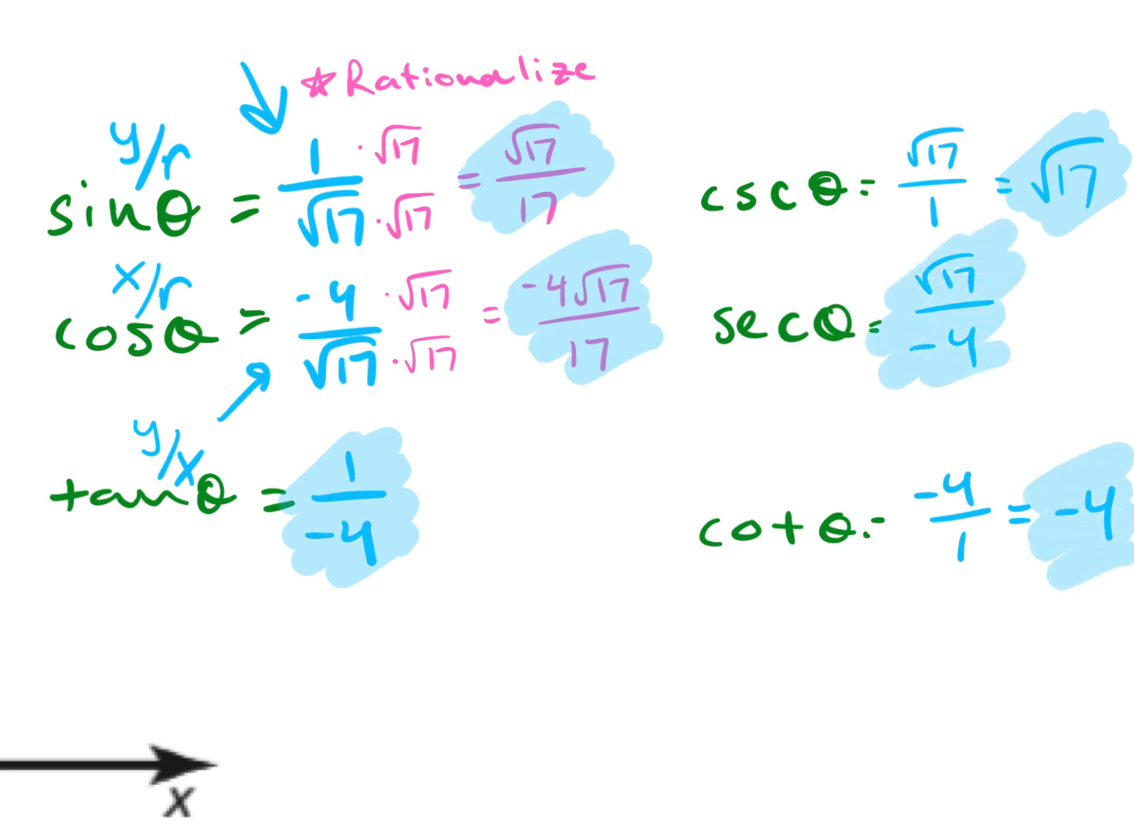So for questions like this, where it gives you a point, you have to use x, y, and r. So make sure you know that sine is y over r. Cosine is x over r. Tangent, y over x.